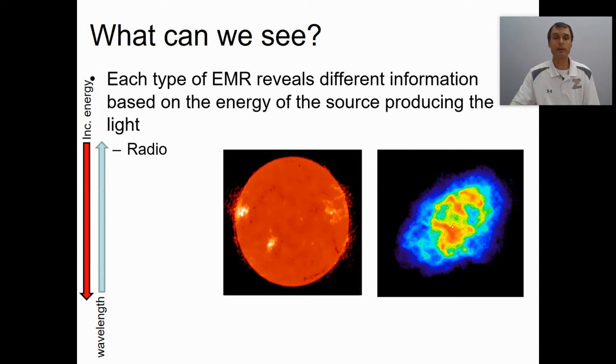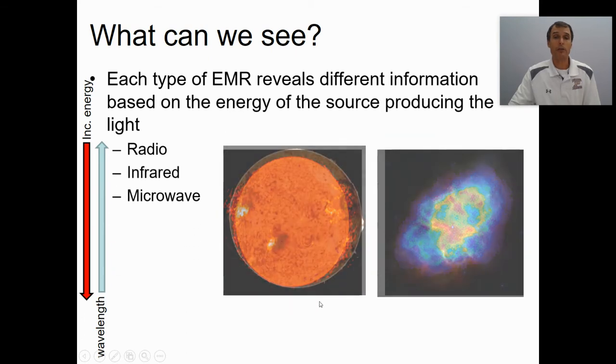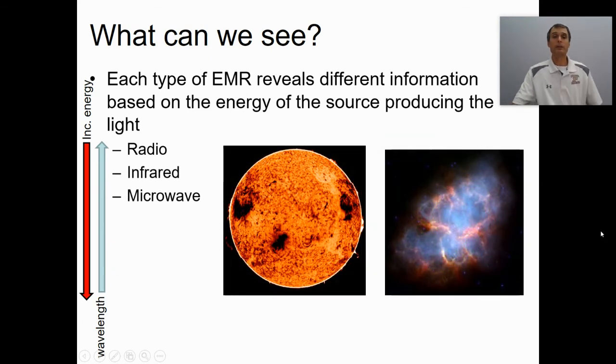So we're looking at these objects in radio waves, and you can see these images as a result of looking at them in radio waves. They show us different things. When we look in infrared, we can see on the sun these dark black areas, which must be cooler because infrared is associated with heat. And again, we can see the different types of gases in the supernova remnant on the right.